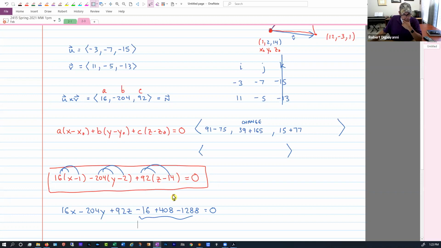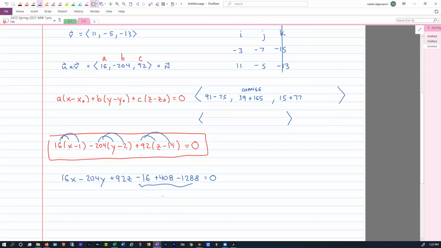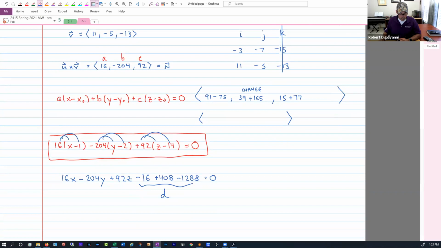And -1288 is D. Negative what? -1288, is that D, or is D something else? No, D is all these numbers together. So those 3 numbers together, that's D. Yeah, sorry, that's what I meant. Oh, did you already put them together? No, I was just, because I saw the one with no variable and I assumed that was D. I just didn't put them together yet. Okay, yeah, so all these together is D.